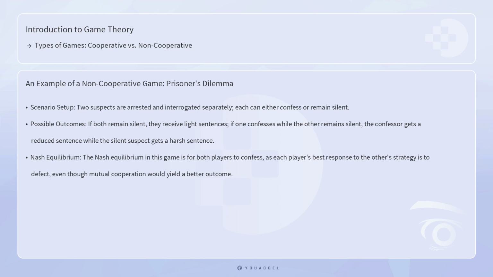2 suspects are arrested and interrogated separately. Each can either confess or remain silent. If both remain silent, they receive light sentences. If one confesses while the other remains silent, the confessor receives a reduced sentence, while the silent suspect gets a harsh sentence. If both confess, they receive moderate sentences. The Nash equilibrium in this game is for both players to confess, as each player's best response to the other's strategy is to defect, even though mutual cooperation would yield a better outcome.